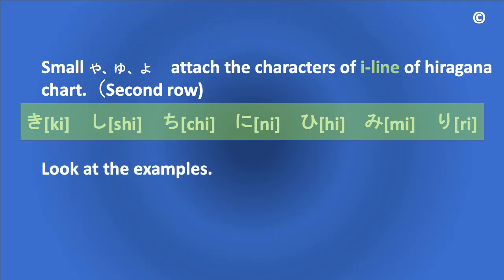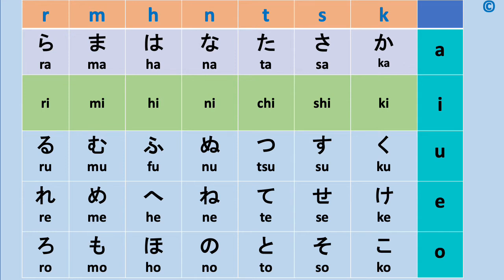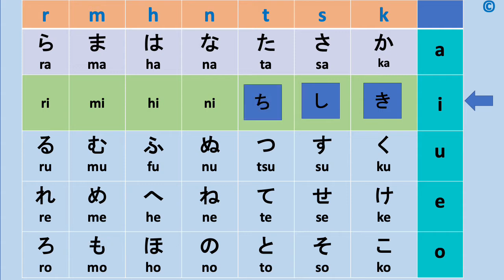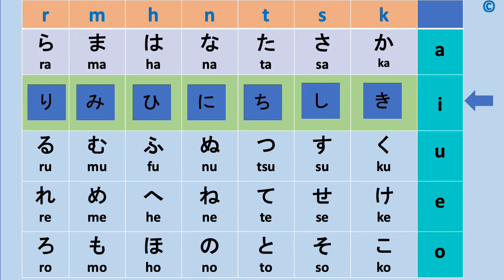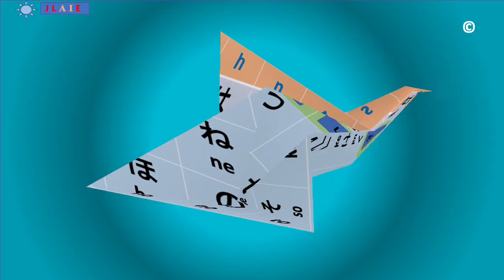Look at examples. This is part of the Hiragana chart. You can see the second row: ki, shi, chi, ni, hi, mi, ri. Small ya, yu, yo attach to these characters. Let's practice.